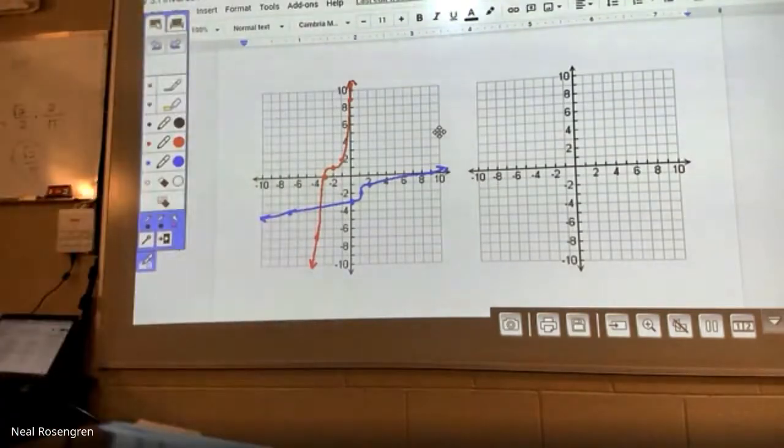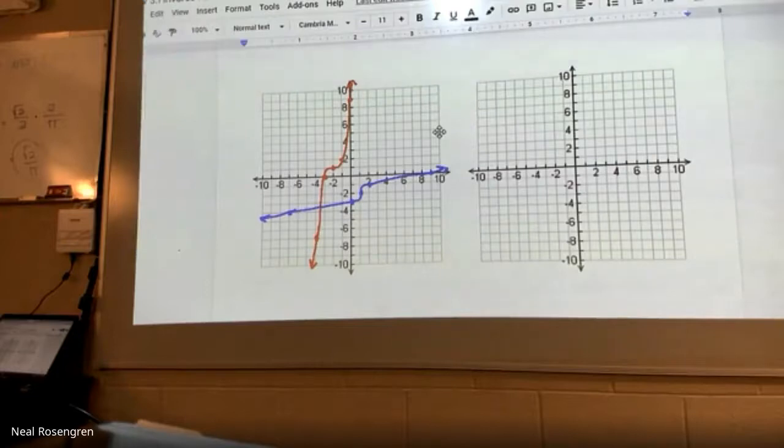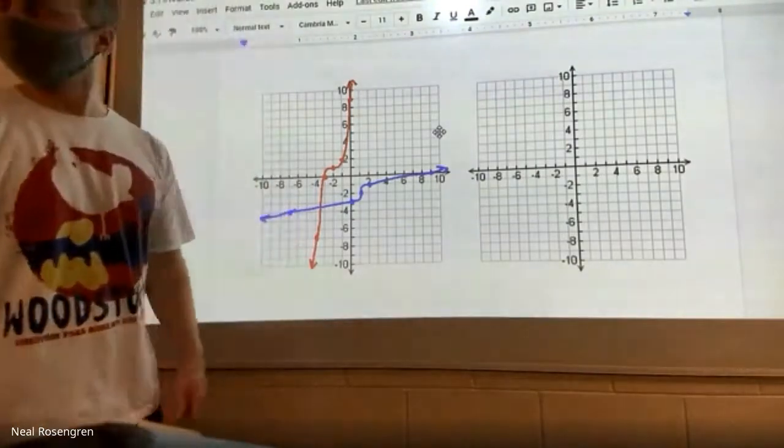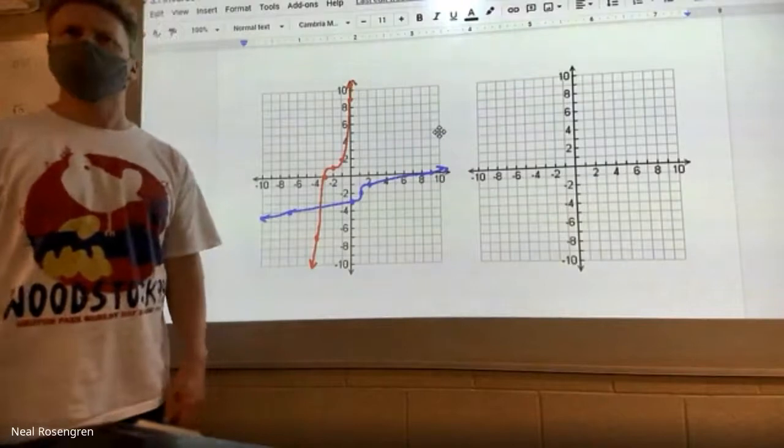Good. Step 1 done. Make a table. Step 2, make the table for the inverse. Step 3, sketch your graphs. But we always want to include the line of symmetry. Do you remember where that goes?